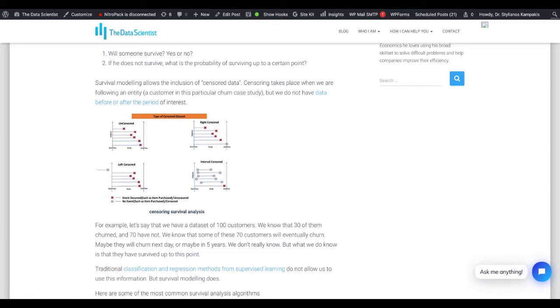While customer churn is a very well-founded application, not only of machine learning but also of statistics, there are many other problems which you can solve using survival modeling.